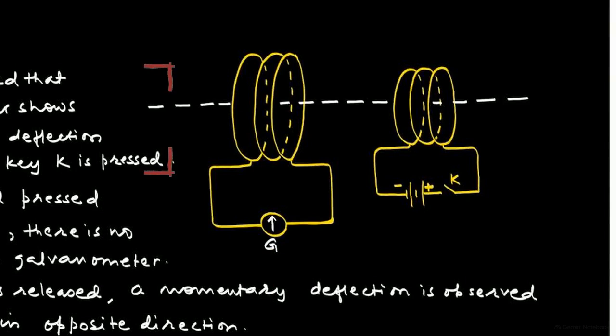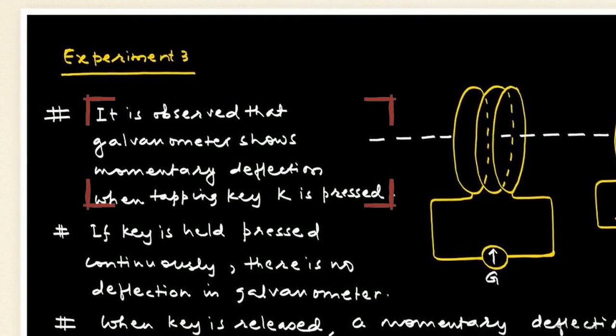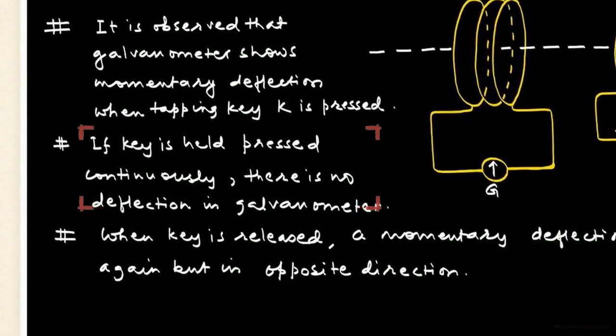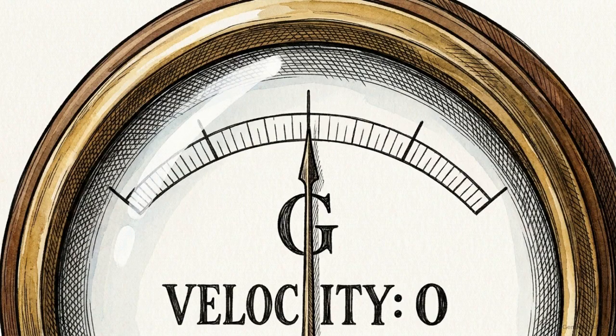The instant the tapping key is pressed closed to complete the circuit, the galvanometer shows a sharp momentary deflection. While the key remains held down, allowing current to flow constantly, the galvanometer returns to zero. But the instant the key is released, breaking the circuit, the galvanometer deflects again in the reverse direction. A completely stationary system just generated an electrical current. The earlier assumption that mechanical motion was a requirement for induction no longer holds.